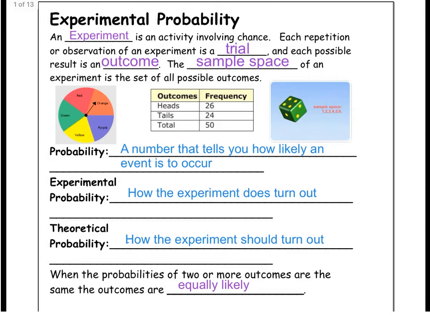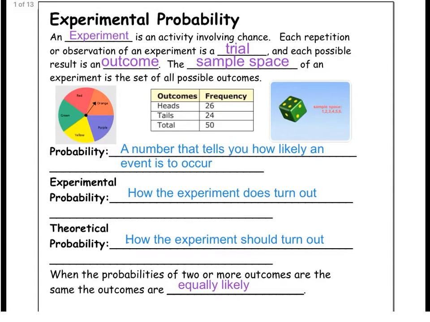Hello, this video is a review of experimental and theoretical probability. We are going to start off by reviewing a few definitions. So an experiment is an activity involving chance. Each repetition or observation of an experiment is a trial, and each possible result is an outcome. The sample space of an experiment is the set of all possible outcomes.